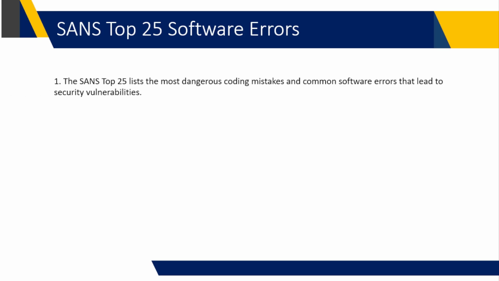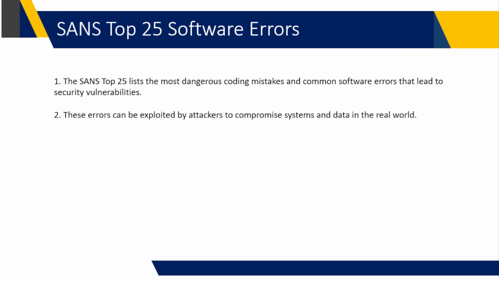So let's get started. The SANS top 25 is the list of the most dangerous coding mistakes and common software errors that software developers make. This is one of the leading causes of security vulnerabilities. Let's take a look at these in detail. These errors can be exploited by attackers to compromise systems and data in the real world.